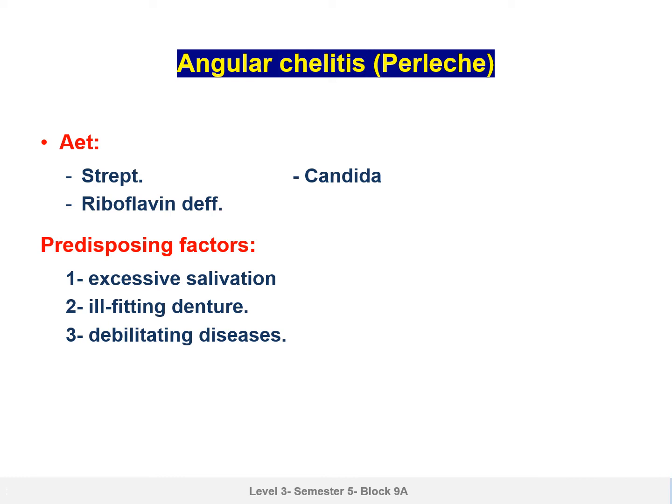The next disease caused by streptococci is called angular cheilitis or perleche. Cheilitis means inflammation of lips. This inflammation of lips is caused by different causes. The etiology of angular cheilitis, which means inflammation of the angles of the mouth: streptococci, candida, or riboflavin deficiency. The predisposing factors include excessive salivation, ill-fitted denture, debilitating diseases.